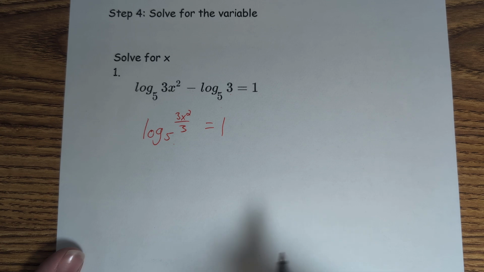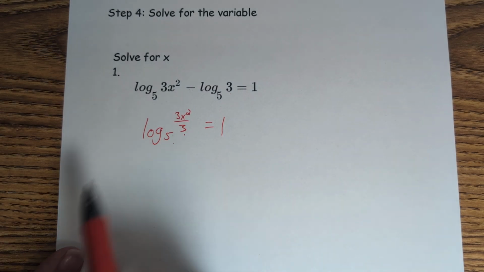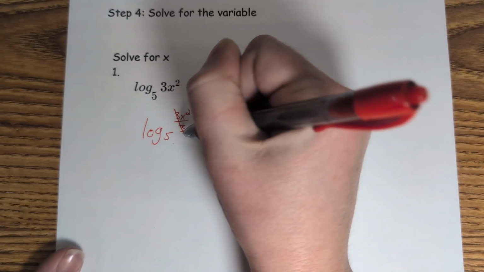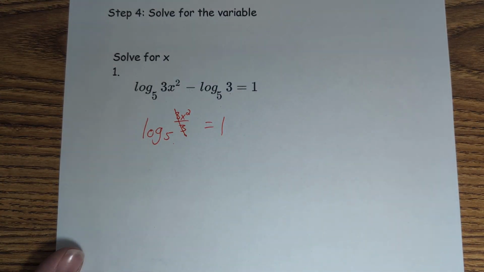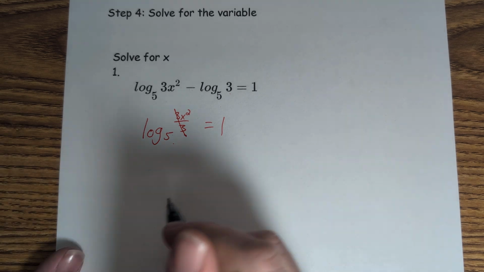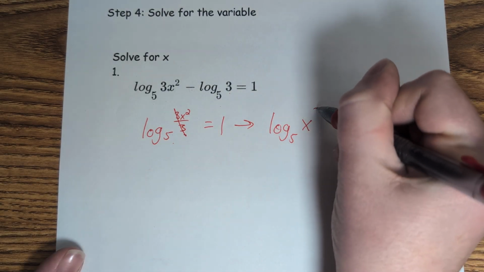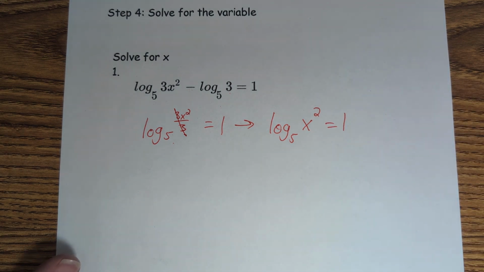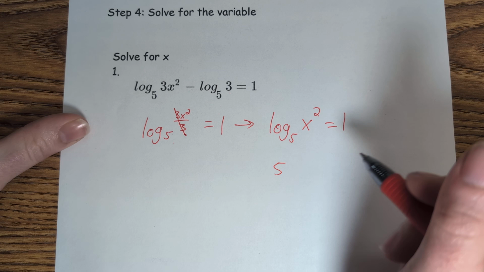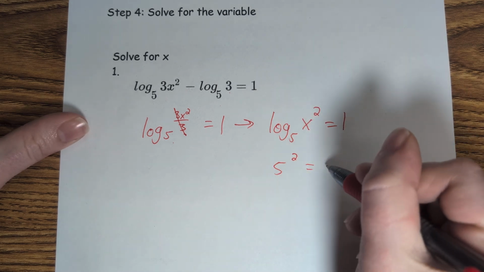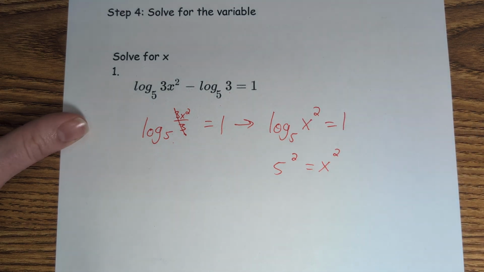Okay, so I've got a couple things going on right now. First off, I have 3x squared divided by 3. I'm going to just cancel out those 3's. I don't need those. 3 divided by 3 is 1, it goes away. So actually what I have is log base 5 of x squared equals 1. Well, now I need to go ahead and convert it into exponential form. So my base is 5, my exponent is 1, and then my argument goes over here.